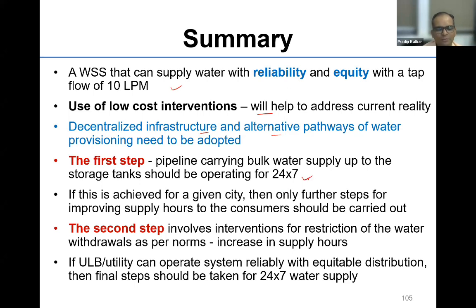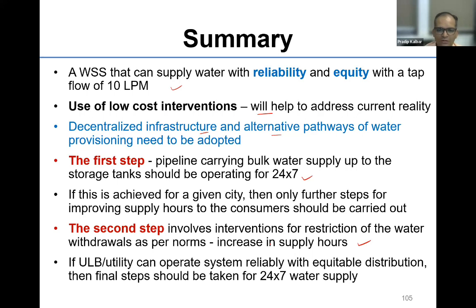First step is the pipe carrying the bulk water should be always charged, operating 24/7. In many cities I see that it is not charged, and then people are planning for 24/7 projects. It will always be a failure. If that is achieved, then the second step of restricting the water withdrawal as per norms. And then only you can jump. When you have people consuming water as per the norms reliably on a daily basis, and equity is there, then we can plan maybe 24/7.